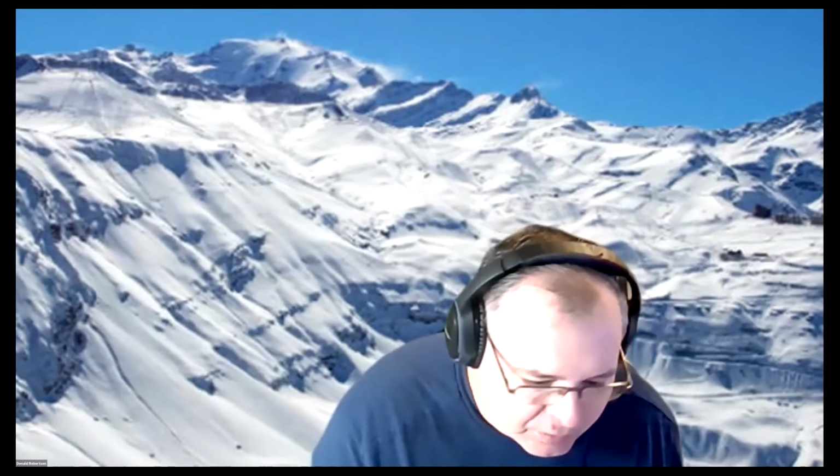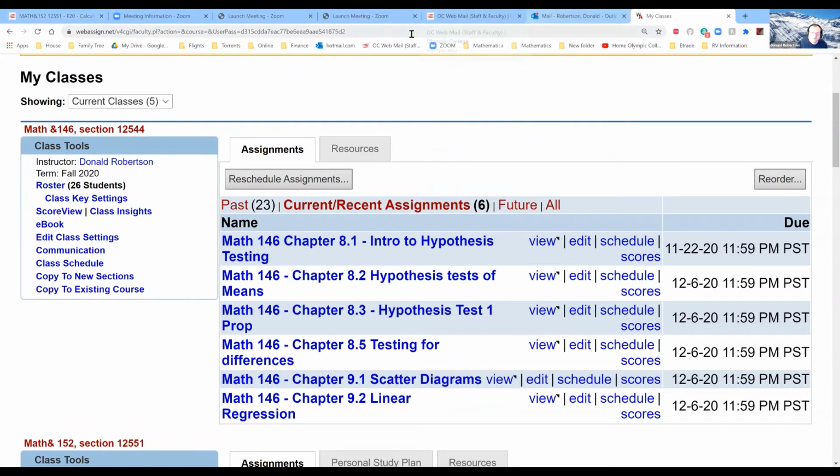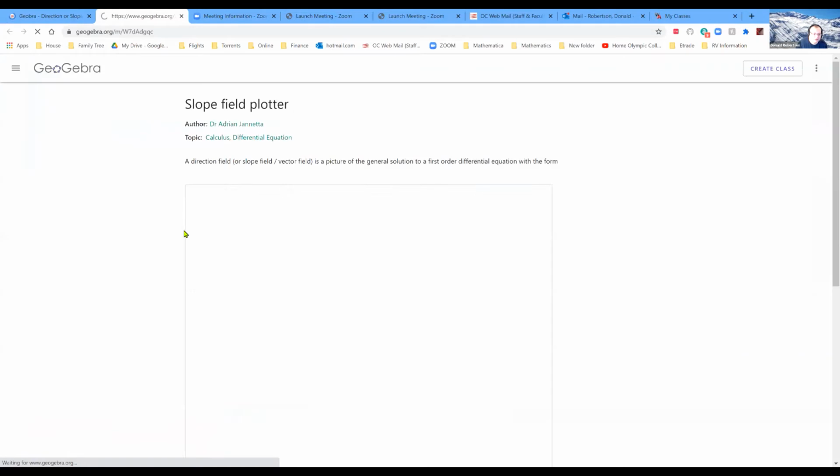So now I'm going to go and show you that nice piece of software. I can find where the heck I put it. Is it here? Is it here? Here we go. Just getting into our class. There we are.